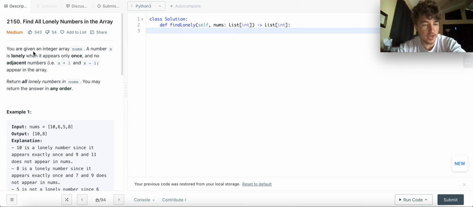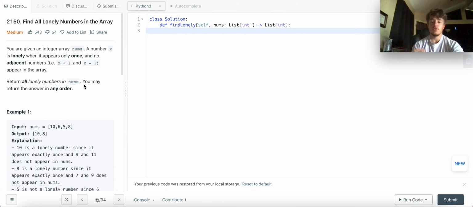Okay, so you are given an integer array nums. A number x is lonely when it appears only once and no adjacent numbers x plus 1 and x minus 1 appear in the array. Return all lonely numbers in nums. You may return the answer in any order.